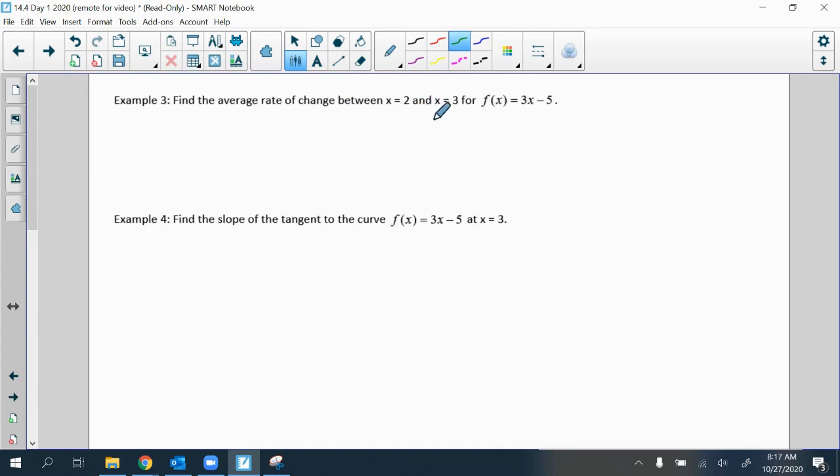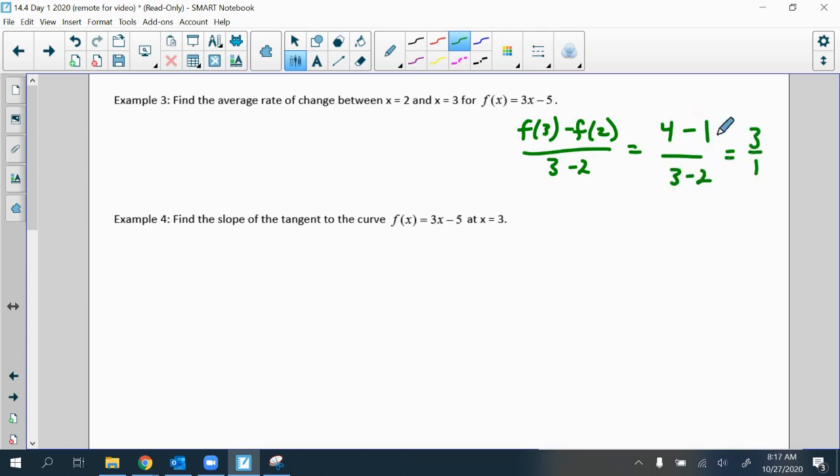Find the average rate of change between 2 and 3 for this function. That's f of 3 minus f of 2 over 3 minus 2. If I substitute 3 in, I get 4. If I substitute 2 in, I get 1. So I end up with 3. The average rate of change is 3. So that's the slope of the secant line.